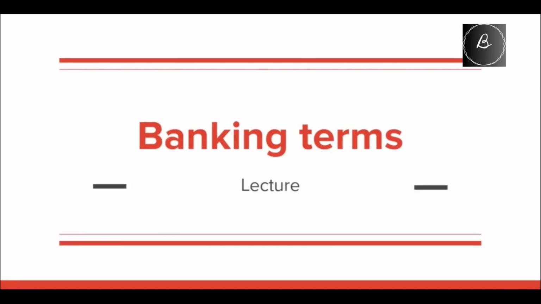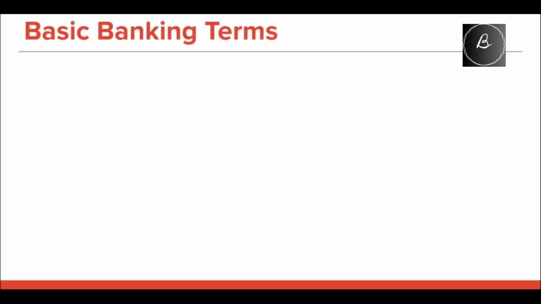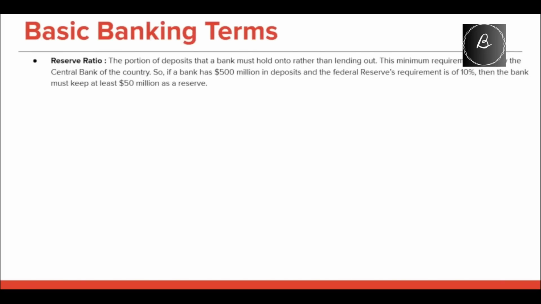Let's now discuss some basic banking terms. Starting with the reserve ratio. This is the portion of deposits that a bank must hold on to rather than lending out. Now, this minimum requirement is set by the central bank of a country. So, let's say if a bank has $500 million in deposits and the Federal Reserve's requirement is 10%, then the bank must keep at least $50 million in reserve.